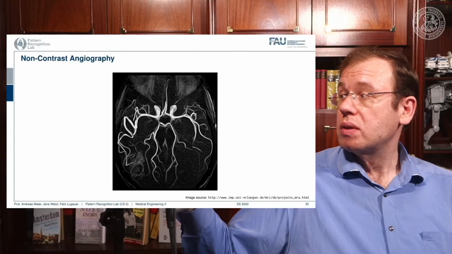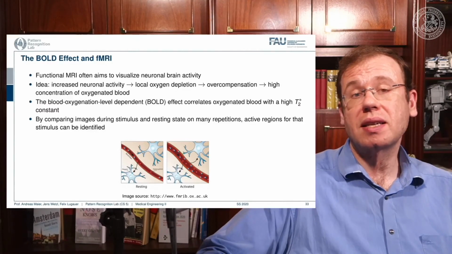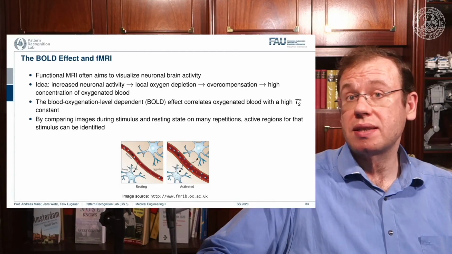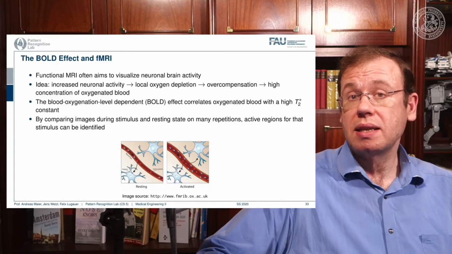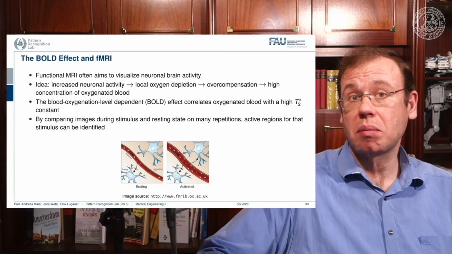So there's more to that. There's also the so-called BOLD effect, and this is a key technique for functional MRI. Here we essentially use the effect that we can also measure the blood oxygenation in a similar way as we've already seen for differentiating arterial and venous blood. The MR contrast is dependent on the amount of oxygen in the blood.